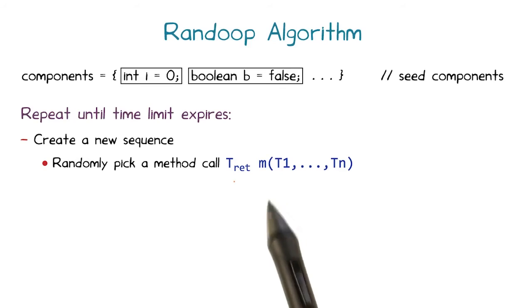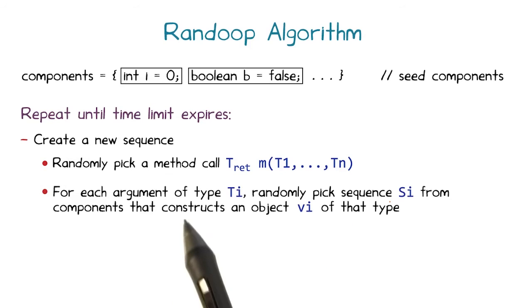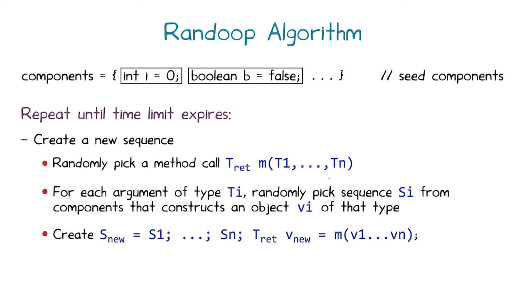Calling this method alone will result in an invalid test case that might not even compile. In particular, the algorithm must assign a type-compatible value to each of the n arguments before calling this method. For each argument of type ti, Randoop randomly picks a sequence si already generated from the components that constructs an object vi of that type. Finally, it assembles the n randomly picked sequences, one for each of the n arguments, into a new sequence and appends the chosen method M at the end of that sequence.